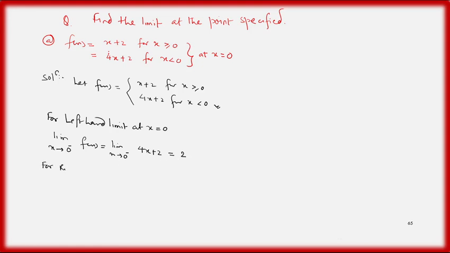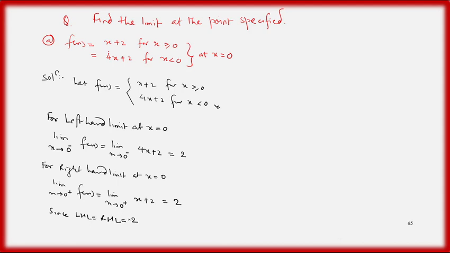And for right hand limit at x equal to 0, limit x tends to 0 plus f of x equal to limit x tends to 0 plus. The values are equal or greater, so we should take x plus 2 for right hand limit. So now apply limit, 0 plus 2 is 2. Since left hand limit equal to right hand limit equal to 2, therefore limit x tends to 0 f of x exists.